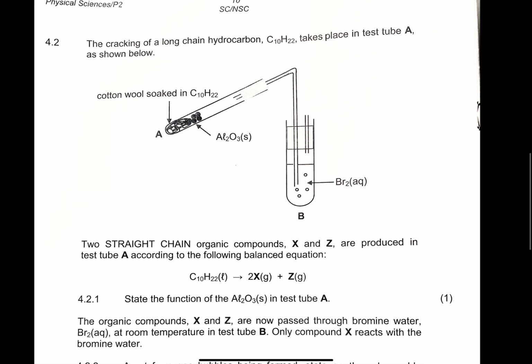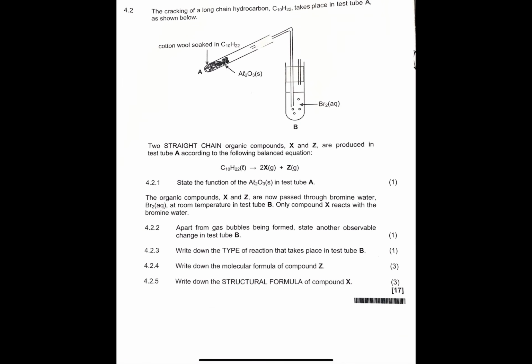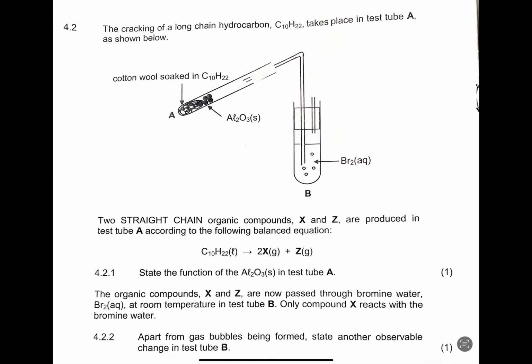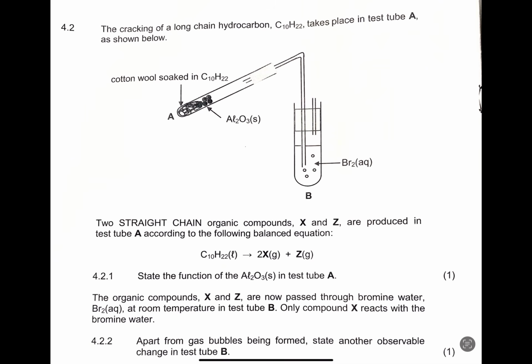So they say the cracking of a long chain hydrocarbon. I apologize for the poor quality. You can see it's kind of skewed, but I hope that it's still visible. They say the cracking of a long chain hydrocarbon, which is C10H22, in this case decane, in test tube A as shown below. So we are cracking. It means we are breaking down that large molecule into smaller, more usable ones.